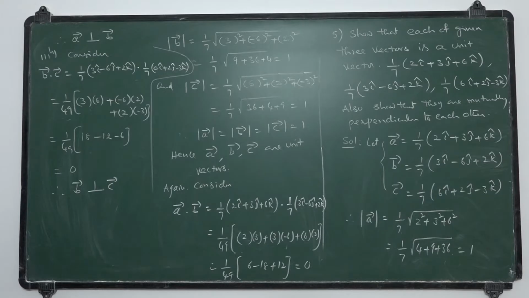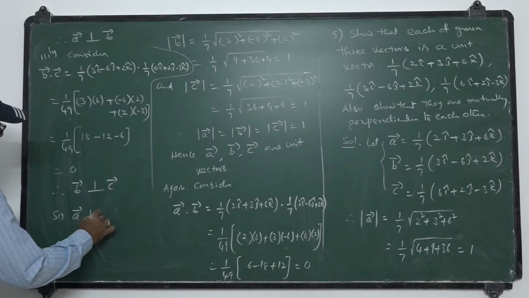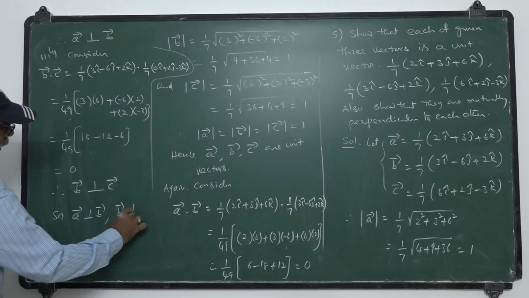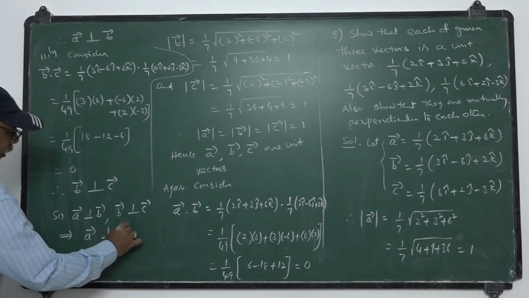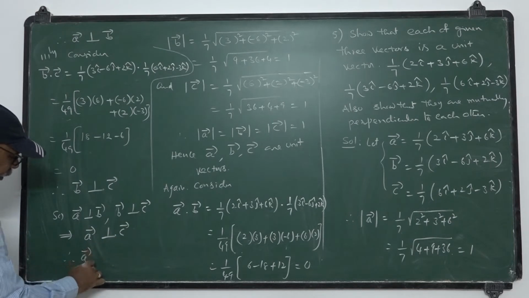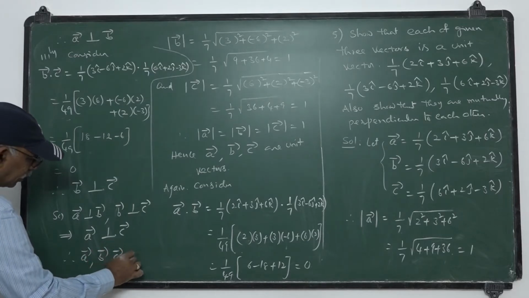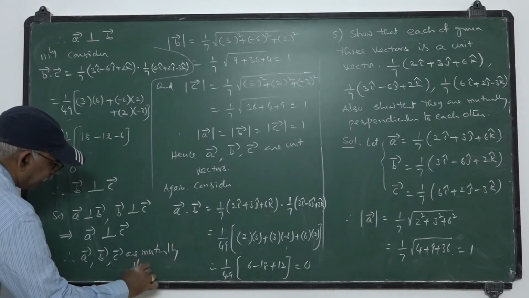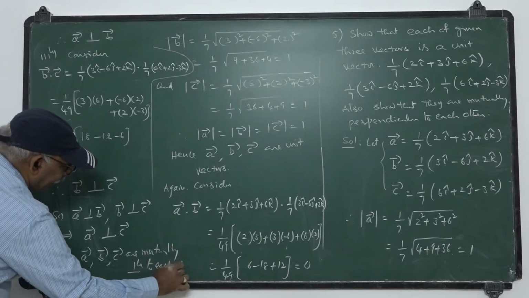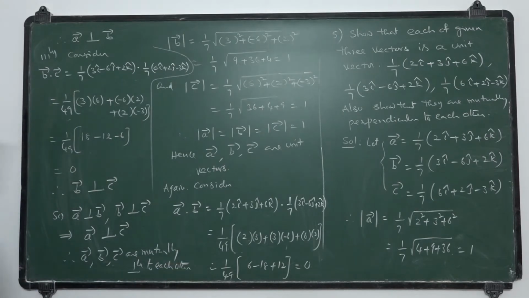A bar is perpendicular to B bar. B bar is perpendicular to C bar. Hence, A bar is perpendicular to C bar itself. So, A bar perpendicular to B bar, B bar perpendicular to C bar implies A bar is perpendicular to C bar itself. Therefore, A bar, B bar, C bar are mutually perpendicular to each other. They are orthogonal unit triad vectors, as if i, j, k.